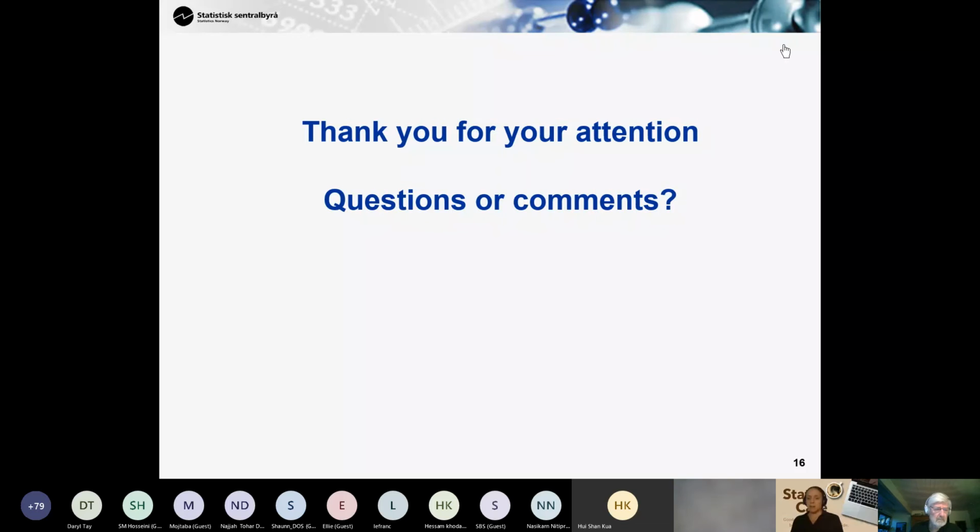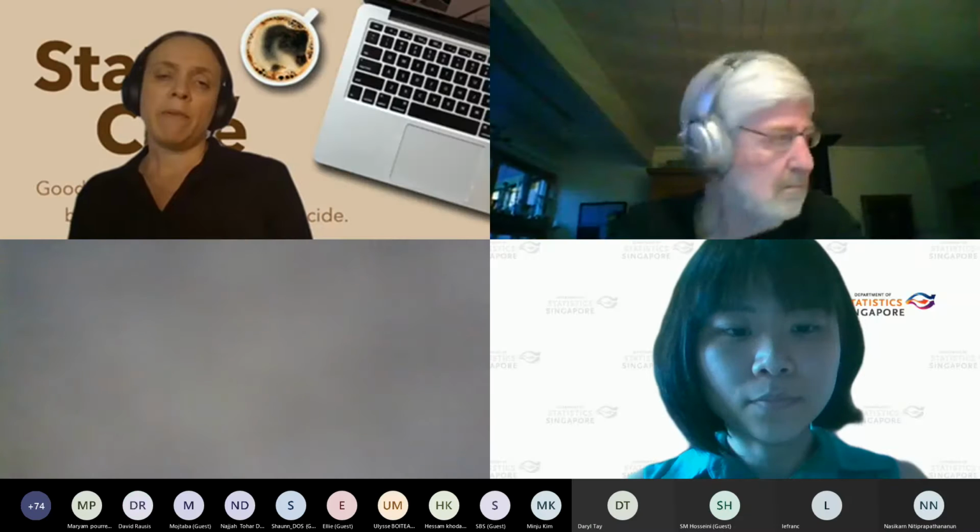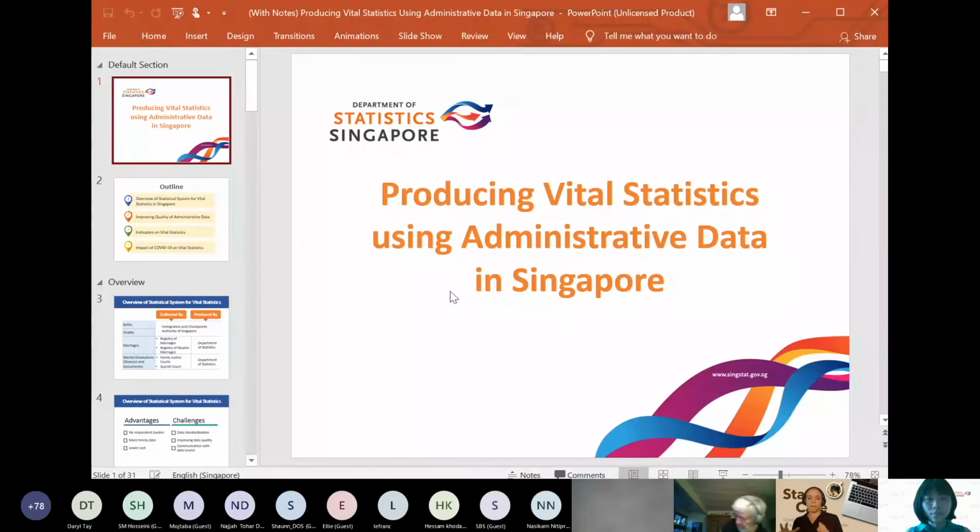Next, I'd like to invite Hui-Shan Kwa, who is an Assistant Director at the Singapore Department of Statistics. And we're really delighted to have Singapore because there aren't many countries in our region which actually do have fully functional population registers from which vital statistics and population statistics can be derived. So we're very happy to have this chance to hear from Singapore's experience. So over to you, please, Hui-Shan.